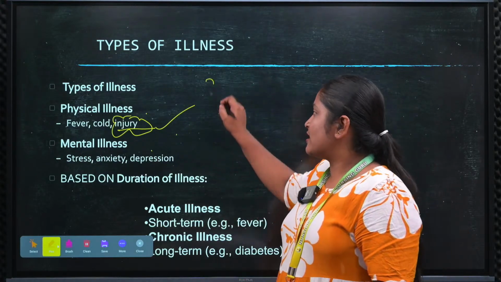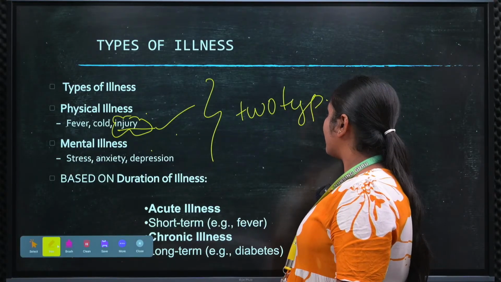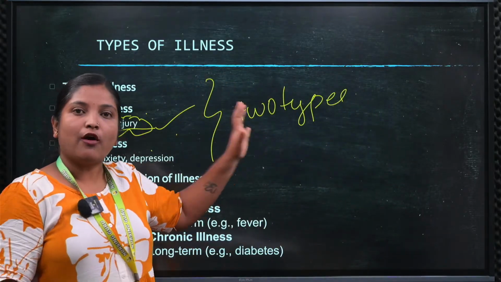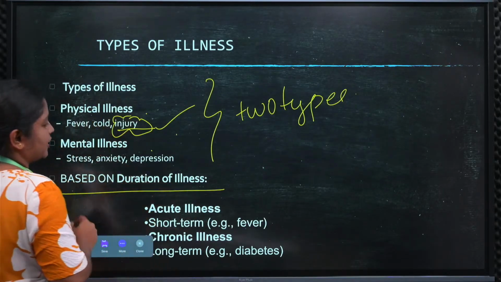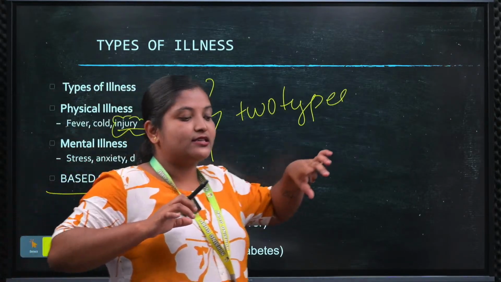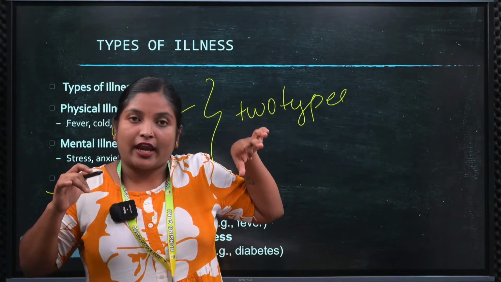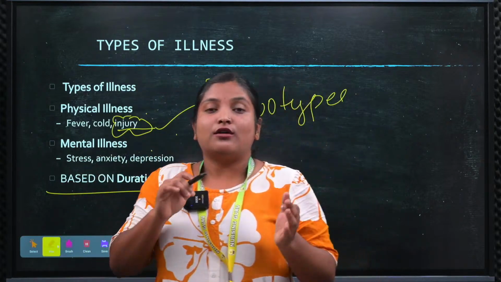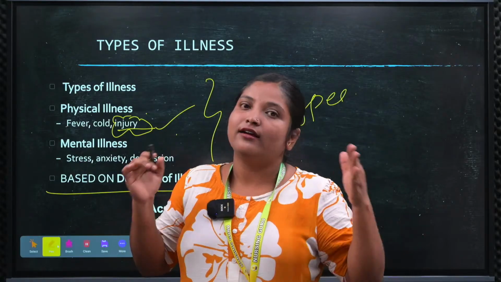Okay, so these are the two common types. Very common, you can remember and write it in your exam also. Now we can move towards the important types, the types of illness based on duration. Based on duration means how long this illness is going to stay in your body, how long it takes to cure. That is how we categorize the types of illness.